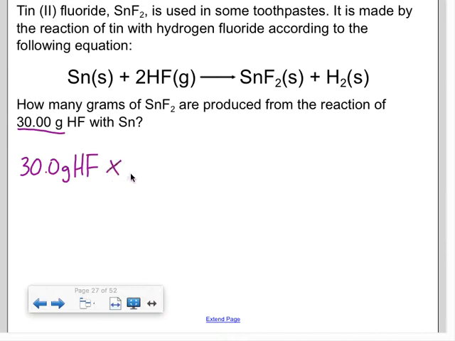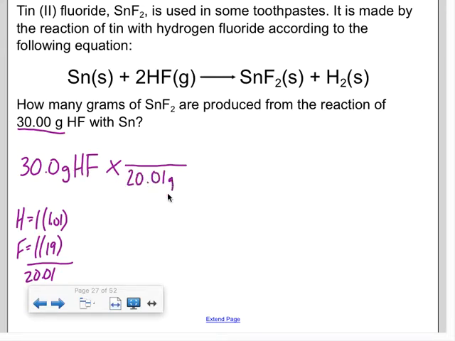All right, so my first conversion factor. You want to convert grams of HF to moles of HF. And the only way you can do that is to divide by the molar mass. So what's the molar mass of HF? Hydrogen, I got 1 at 1.01. And fluorine, I got 1 at 19. Add it up, 20.01. So for grams of HF, that 20.01 goes on the bottom, so it will cancel out. If I measure out 20.01 grams of HF, I have a mole of HF.